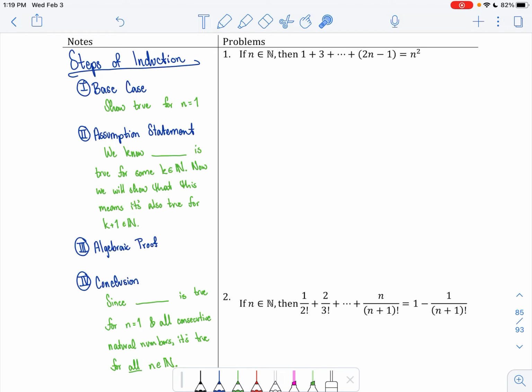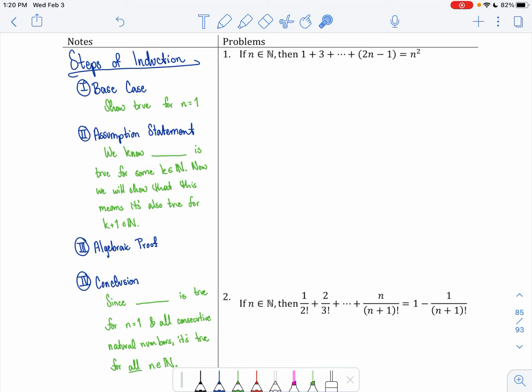We've got our steps of induction here, and the first one is what we call the base case, and that's where we want to prove true for n equals 1 or the least term. So if it says natural numbers that are greater than 2, greater than 3, something like that will occasionally happen. You just want to prove true for the smallest number, which in most cases will be n equals 1. Then what we do is we say, all right, well then we know the statement is true for some natural number.